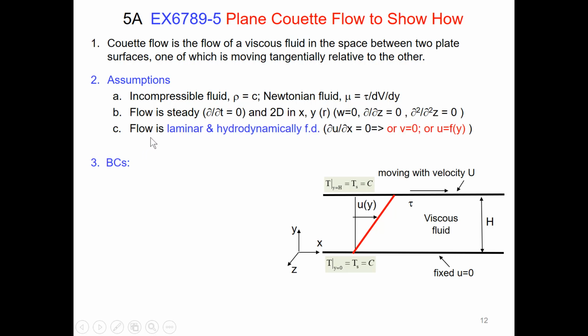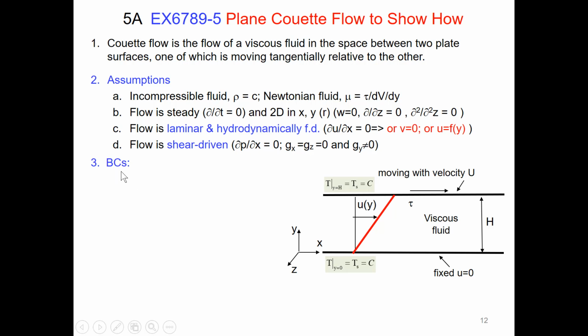C. The flow is laminar and hydrodynamically fully developed so that there's no acceleration and the velocity in the y direction is 0. D. The flow is purely shear driven so that pressure has no change in the flow direction and the gravity in the x and the z direction is 0.